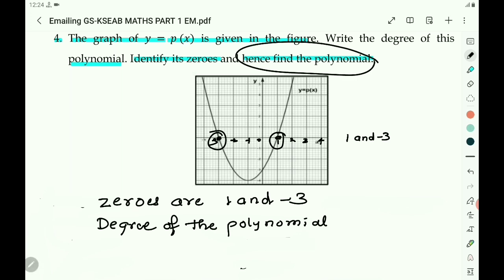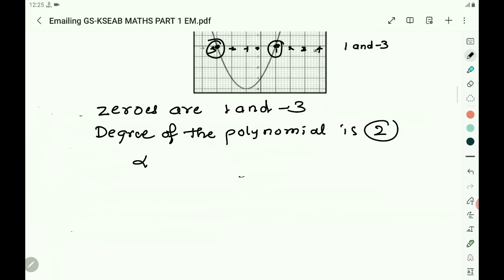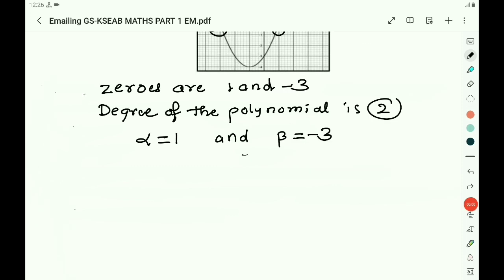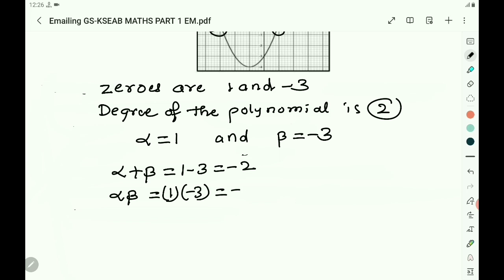And also we have to find the polynomial. We got the degree. Degree of the polynomial is 2. We got the degree and the zeros. So you take first zero is alpha. Alpha is equals to 1. Find alpha plus beta. Alpha plus beta is equals to 1 minus 3 equals minus 2. And alpha beta is equals to 1 into minus 3 equals minus 3.